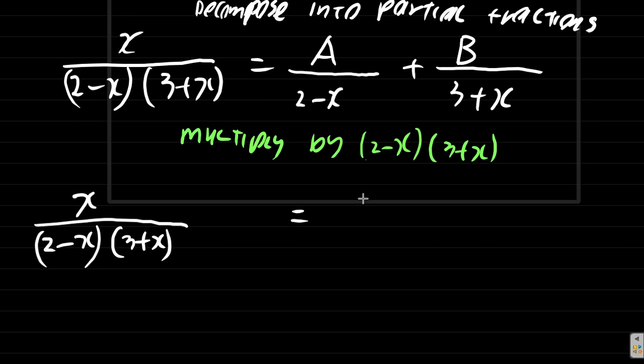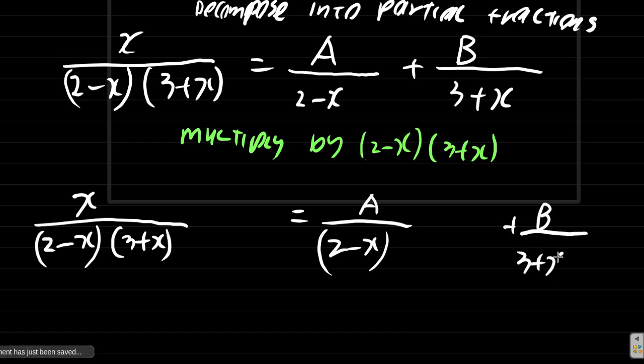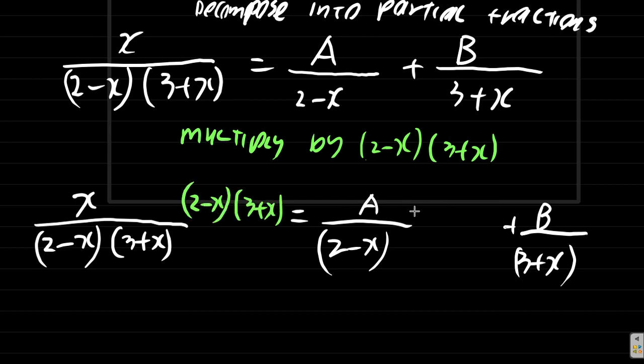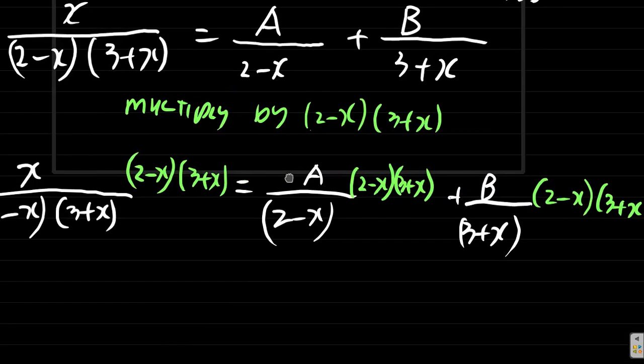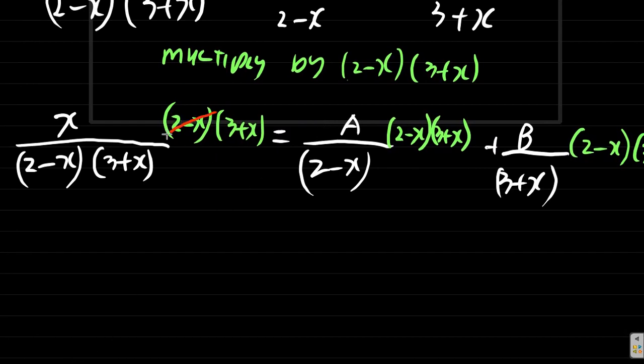equal, I'm going to put some space between them, A over 2 minus x plus B over 3 plus x. Now what's going to happen here? We multiply these by (2 minus x)(3 plus x), multiply each of them individually, separated by a plus or a minus. And we multiply this by (2 minus x)(3 plus x). What will be the use of multiplying by these? Well, let's see. 2 minus x will cancel 2 minus x. See that? 3 plus x will cancel 3 plus x. So far we only have x equal here.